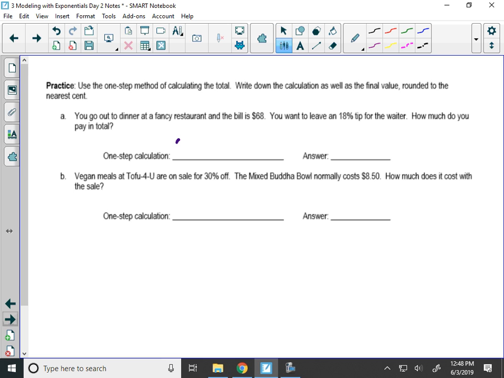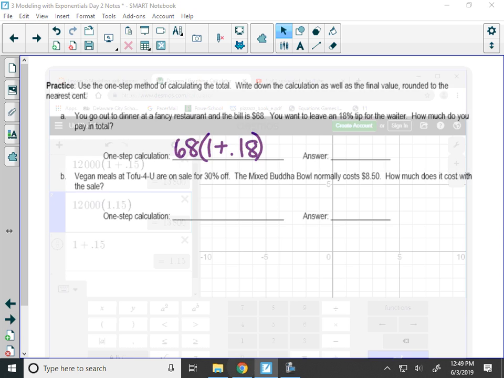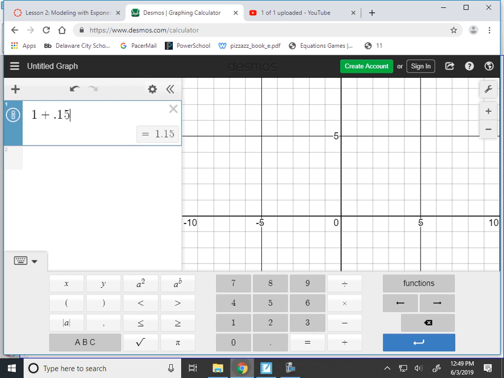I'm taking my bill, $68. I'm going to multiply it by 1. Now, when I leave a tip, that adds on to my bill. So 1 plus the 18% tip. Right, so I'm going to take 68 times, I'm going to do it this way, 1 plus 0.18 tip. And that means you're going to pay in total $80.24.